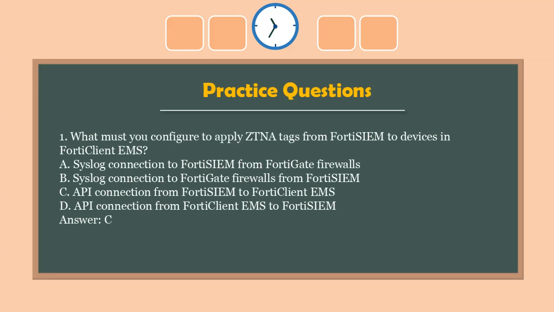1. What must you configure to apply ZTNA tags from FortiSIEM to devices in FortiClient EMS? A. Syslog connection to FortiSIEM from FortiGate firewalls. B. Syslog connection to FortiGate firewalls from FortiSIEM. C. API connection from FortiSIEM to FortiClient EMS. D. API connection from FortiClient EMS to FortiSIEM. Answer: C.